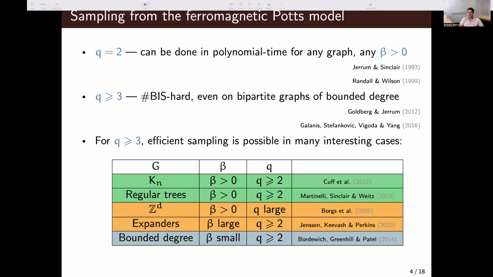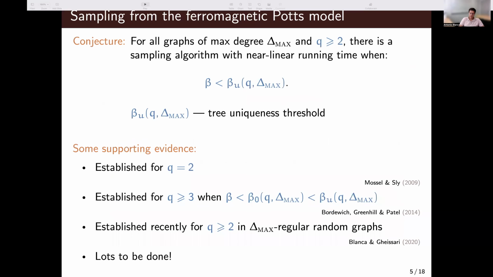And also when we take beta small, which is the so-called high temperature regime, when the correlations are weak, we also have a sampler, and this one applies to any graph of bounded degree. Okay, so here is an interesting conjecture that I would like to pose, and this is what inspires this work: in all graphs of bounded maximum degree, so that the maximum degree is bounded by some constant delta max, and for any Q, there is a conjecture that there is a near-linear running time algorithm, provided that beta is below some threshold.